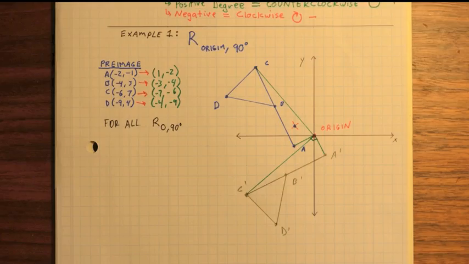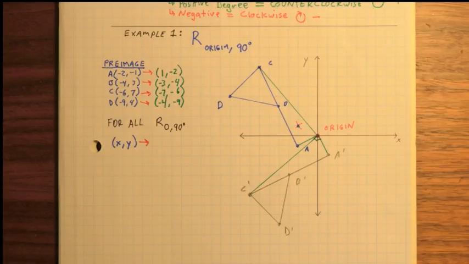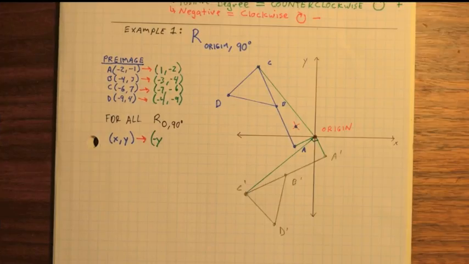And so in general, for all rotations around the origin of 90 degrees in the counterclockwise direction, any point gets mapped to, while the x and the y switch, the y becomes negative and the x remains the same.